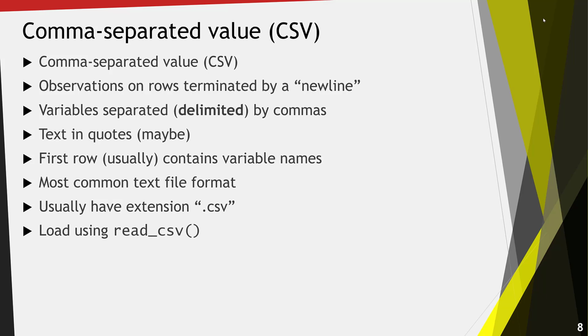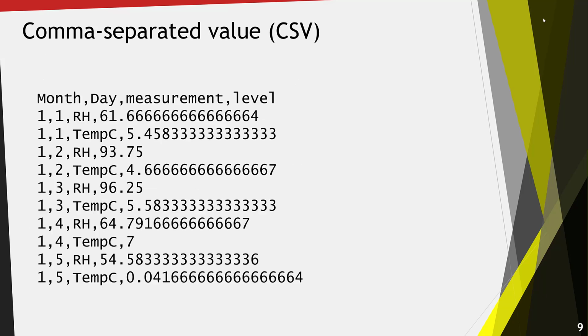Frequently, text might be put in quotes. That's not always the case. The first row of the file usually, but not always, contains variable names. Those files are usually going to have the extension .csv. There's a tidyverse function for reading these files, which is read_csv. So I have here an example of what a comma-separated value file might look like if you opened it up in Notepad. And what you can see is in the first row, you have variable names.